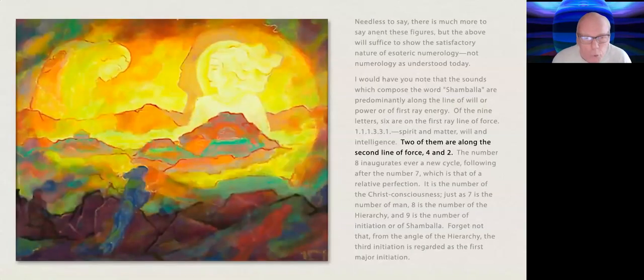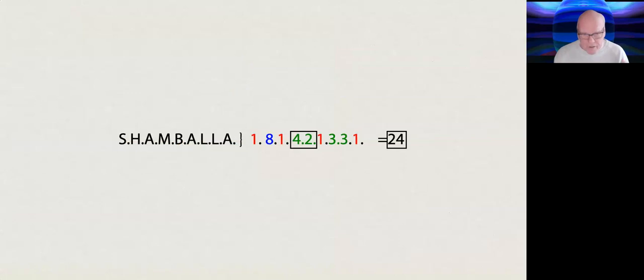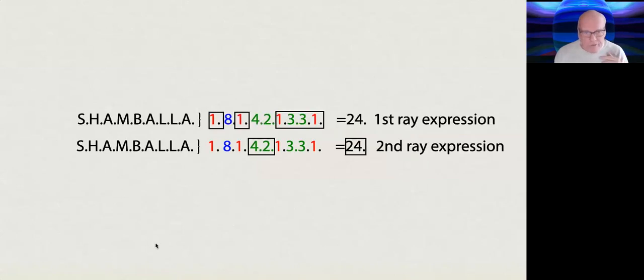Next, 2 of them, the numbers representing Shambhala, are along the second line of force, 4 and 2. So the 2 and 4 are particularly important because they mirror the 24 of the sum total, indicating that though 2/3 of the letter sounds composing the name Shambhala are expressive of the first ray, you can see that up here, 2/3 of the numbers are expressive of the first ray.